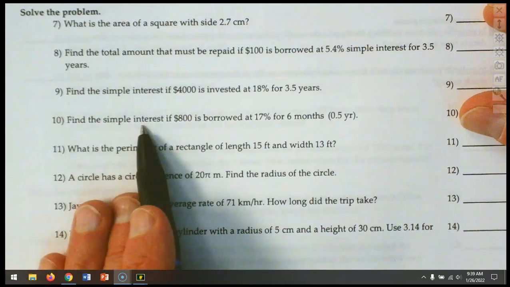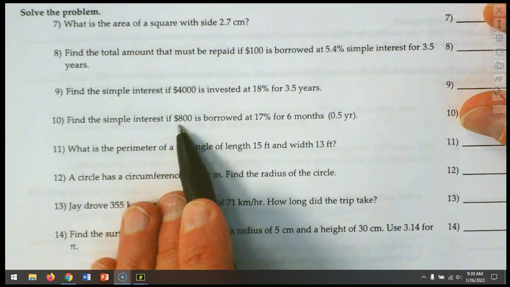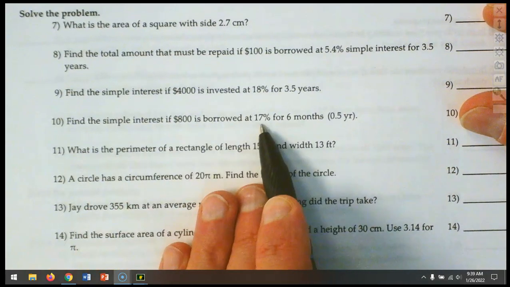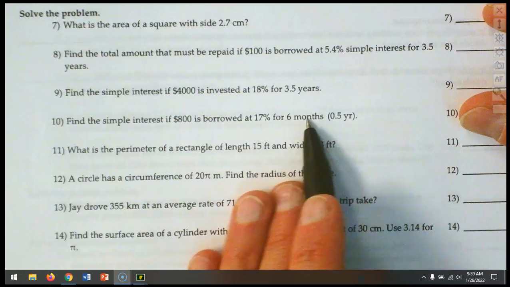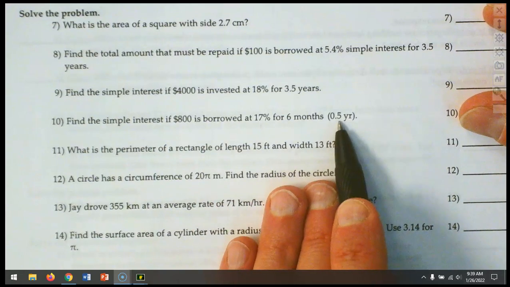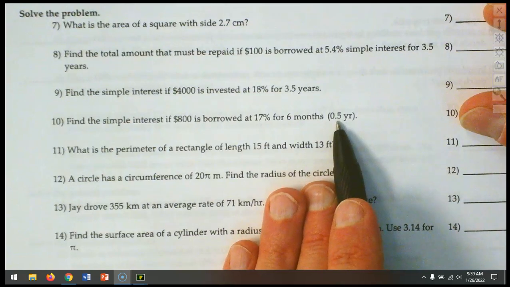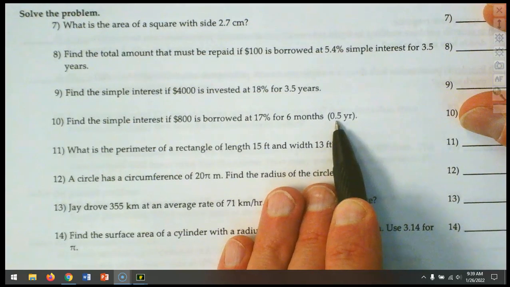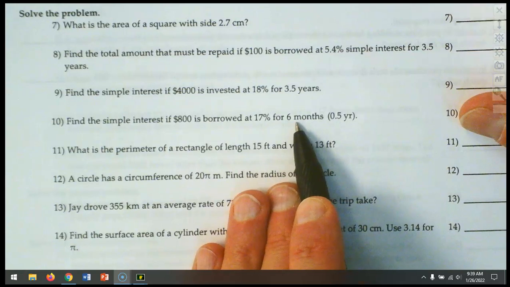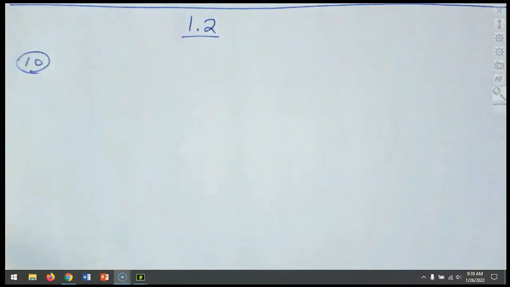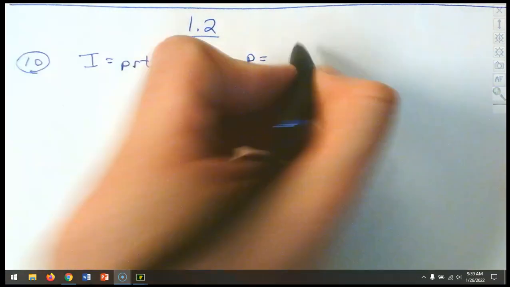And we want to find the simple interest if $800 is borrowed at 17% for 6 months or a half of a year. When we look at time, time has to be in years. So we're going to use that 0.5 for the years instead of the 6 months. If you've got months, you've got to convert it to years. So our formula is the same as what we had before break. I equals PRT. P is again the starting amount of the principal.